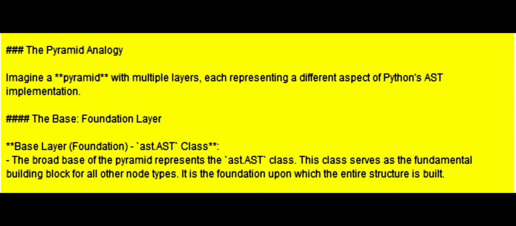Imagine a pyramid with multiple layers, each representing a different aspect of Python's AST implementation. The base, foundation layer. Base layer, foundation, AST class. The broad base of the pyramid represents the AST class. This class serves as the fundamental building block for all other node types. It is the foundation upon which the entire structure is built.